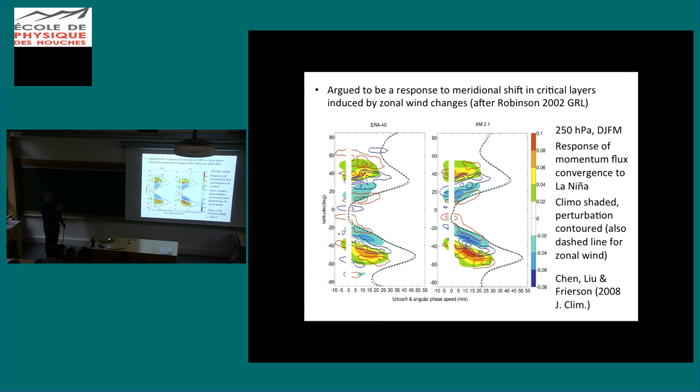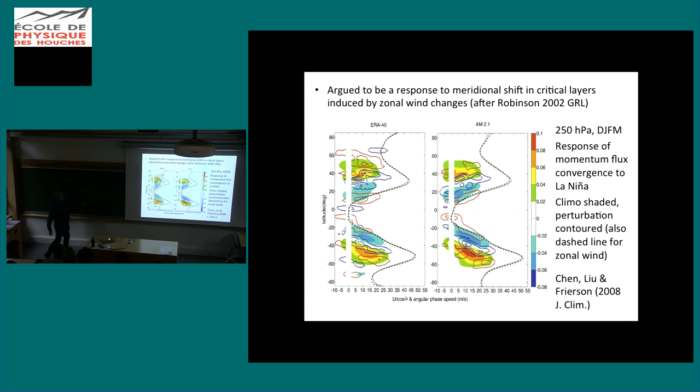I showed you the Randel and Held plots earlier. This is similar, except they don't plot EP flux divergence. They plot momentum flux convergence, so that's the horizontal component of the EP flux. That's why we have all this stuff in the middle. If you just plot the EP flux, you just find stuff around the critical layers. But if it's momentum flux, you just get this horizontal component.